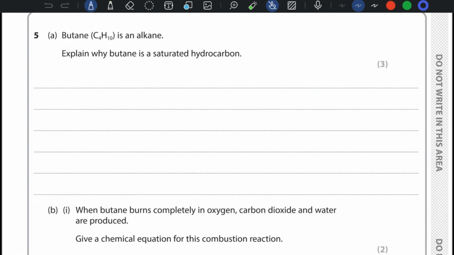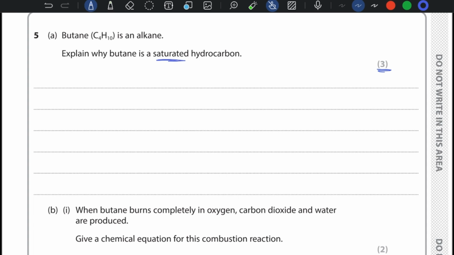Let's start solving question 5. Question 5 asks about butane. Butane C4H10 is an alkane. Explain why butane is a saturated hydrocarbon. 3 marks question. Saturated has a definition and hydrocarbon has another definition.